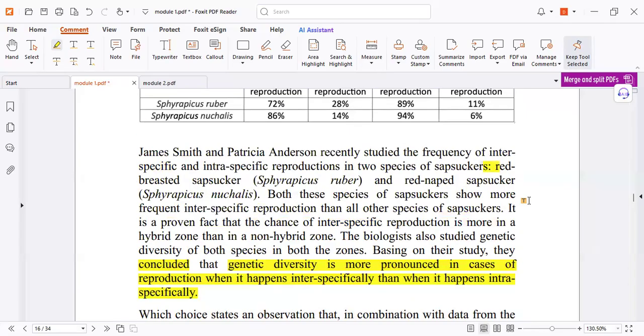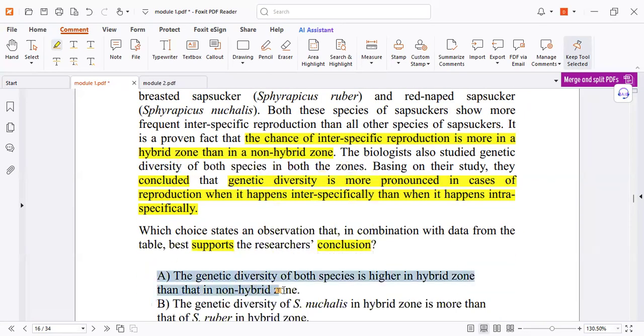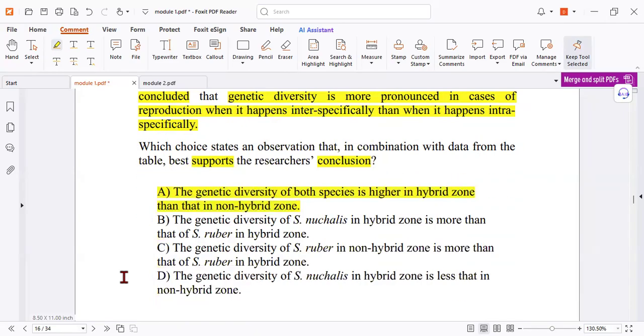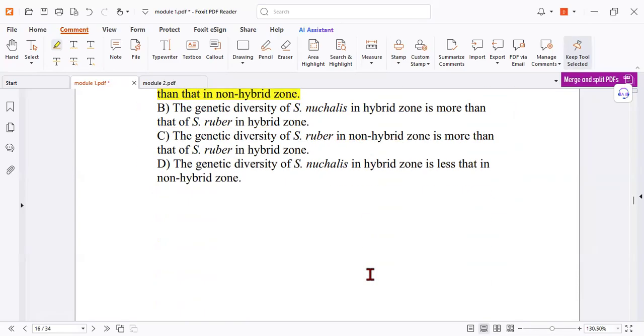Yes or no? Look, he mentioned here in this sentence that inter refers to the hybrid zone. So the chance of inter is more in, as he mentioned, genetic diversity. It happens inter specifically, rather than when it happens intra. So that means it's a hybrid, not non-hybrid. So that supports A, right? Okay. Letter C is obvious. So be careful about the comparison, it can help you.